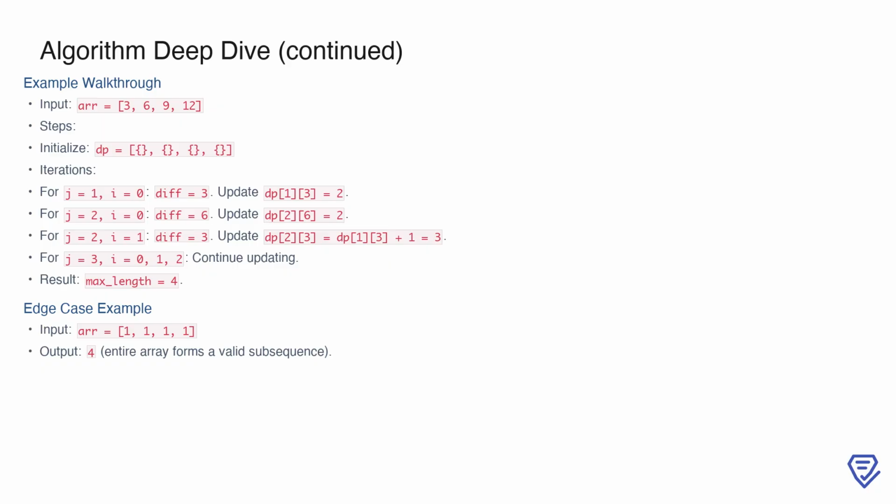For i = 0, the difference is 6, so we start another new subsequence. For i = 1, the difference is 3, which already exists in dp[1]. We extend the subsequence by updating dp[2][3] to 3. Following this process for all indices, we eventually find that the maximum length of any subsequence is 4. In the edge case where all elements are identical, such as 1, 1, 1, 1, the entire array forms a valid subsequence, and the result is simply the array length, which is 4. This example demonstrates how the algorithm efficiently tracks and updates subsequences using the DP table and hash maps.